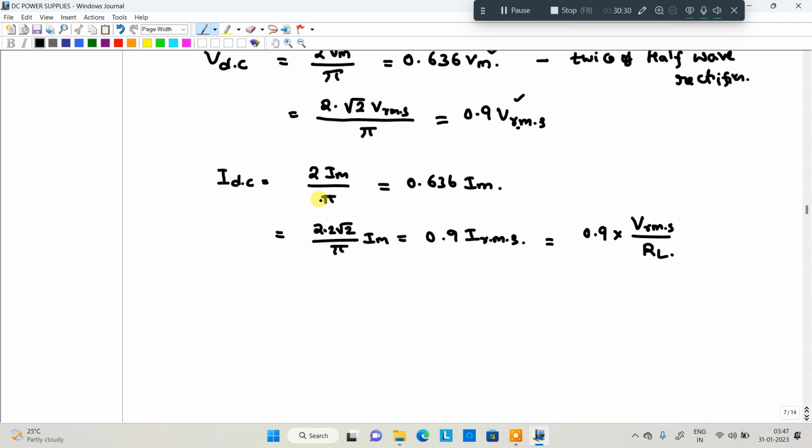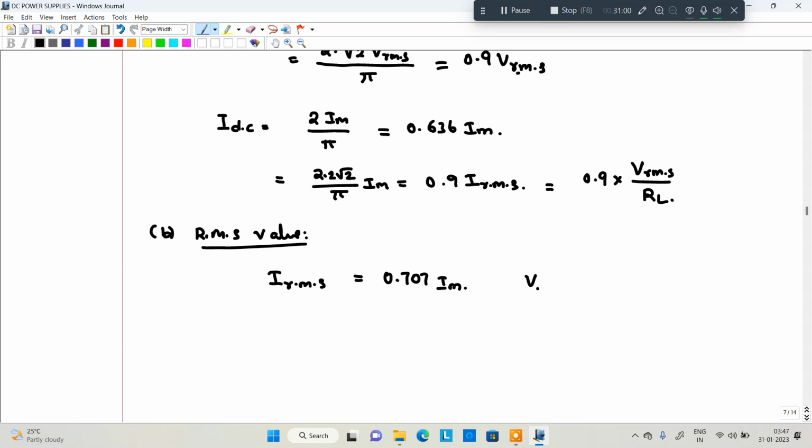Next we are moving to the RMS value, the second B. So the RMS value for full wave rectifier will be same as AC, as in the case previously: 0.707 Im. That means Im by root 2 is the RMS value, IRMS. Similarly, VRMS is also the same thing, 0.707 Vm.